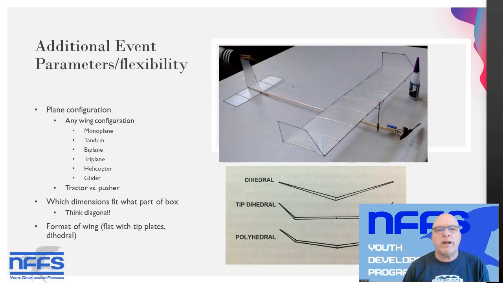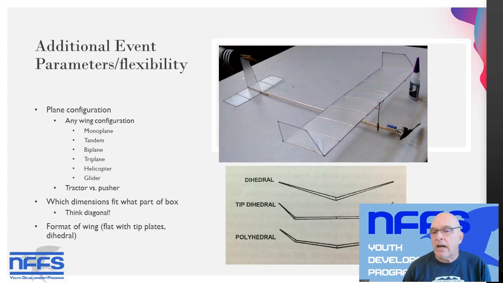Oh, one other area this year, in addition to the aircraft fitting in a box, which gives you a lot of flexibility, the aircraft shape is not specified. So the plane configuration can include any wing configuration. While most planes will be a monoplane, you can consider options such as a tandem. That's where the stabilizer is the same as the wing. That might be hard to trim on this year's platform.